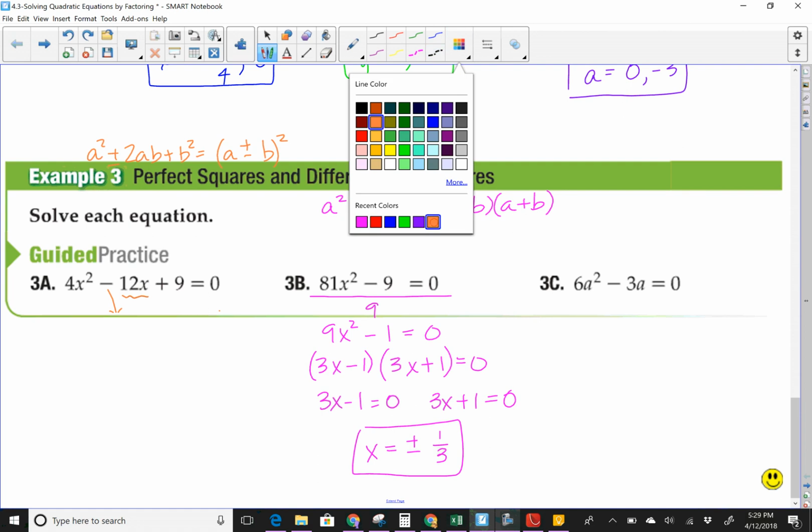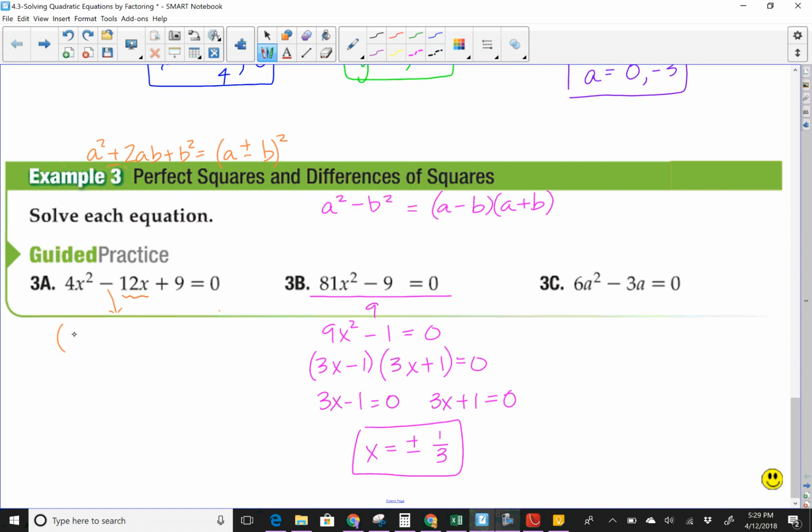All right, I'm sorry, guys. Let me go back to this one. So this was 2x minus 3 quantity squared. And then when I take the square root of both sides, 2x minus 3 equals 0. 2x equals not 0. 2x equals 3, so x equals 3 over 2.